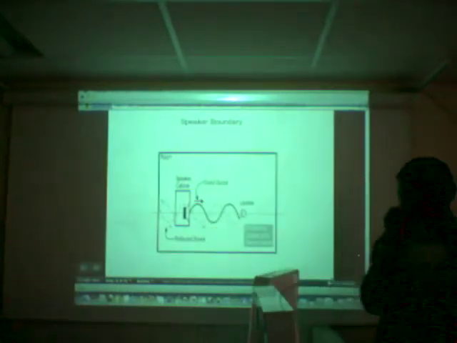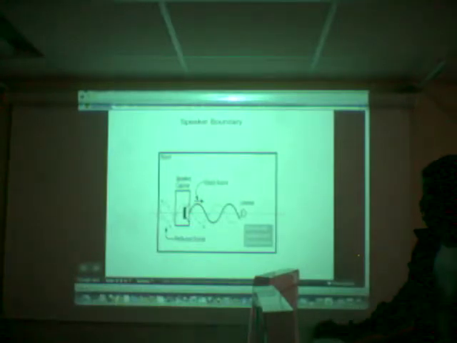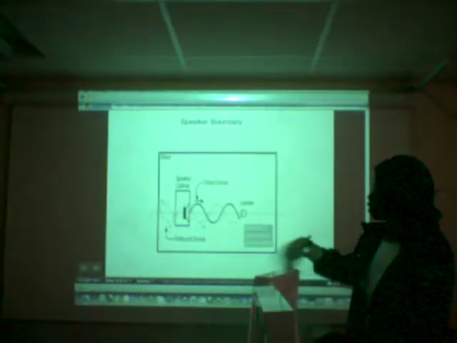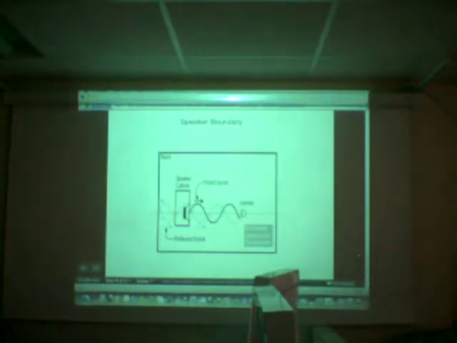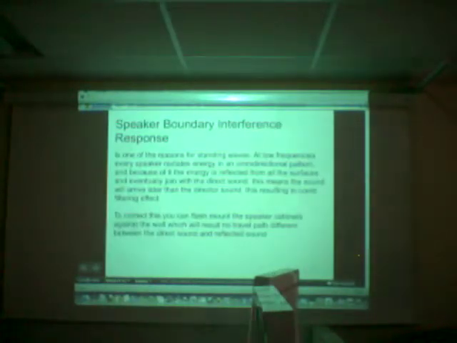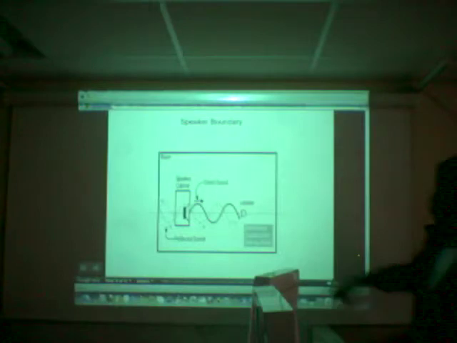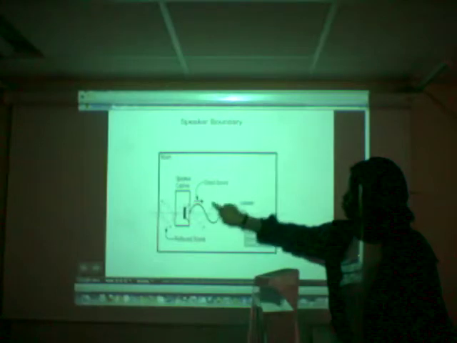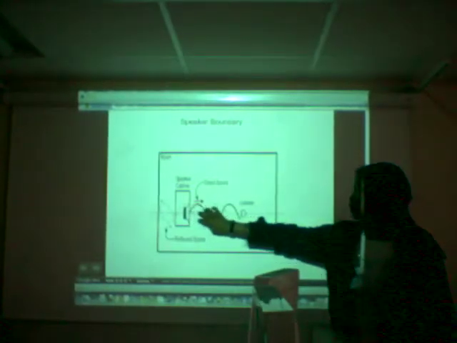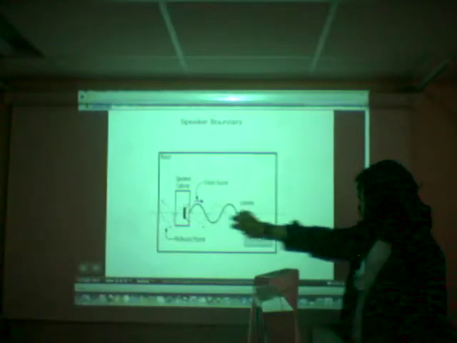This will also mean that there will be phasing problems, and your reflections will come later than the first direct sound, which for a listener will sound a bit like comb filtering. If you want to correct this, you can flush mount the speaker cabinets against the wall, which will result in no travel path difference between the direct sound and the reflected sound. So by doing so, there wouldn't be a difference between the direct sound and this dotted line, which is the reflections, and all the sound will come directly to you at the same time without phasing problems.